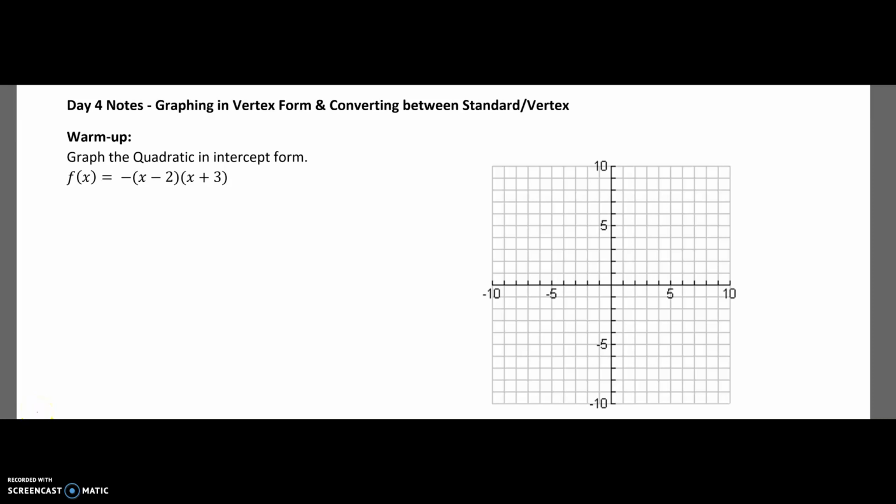Today we are graphing in Vertex form and converting between standard form and Vertex form. First we have a warm-up. It says graph the quadratic equation in intercept form. So if you want to, pause the video now and try that warm-up.